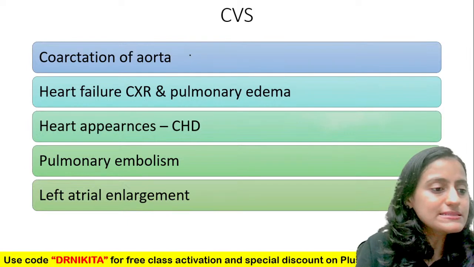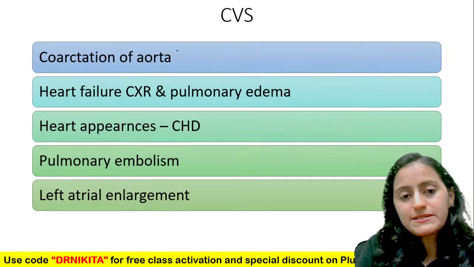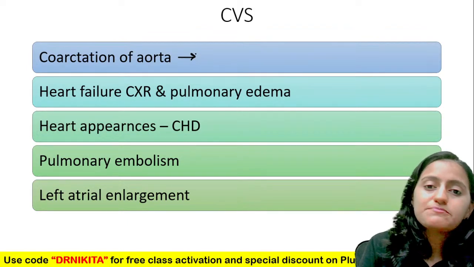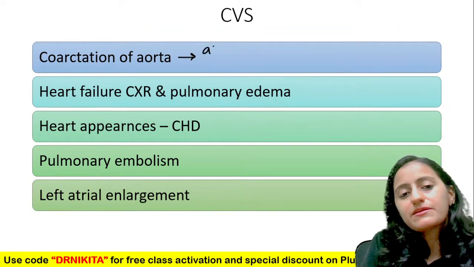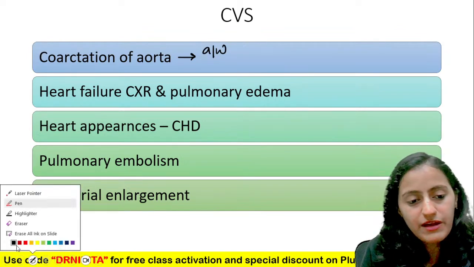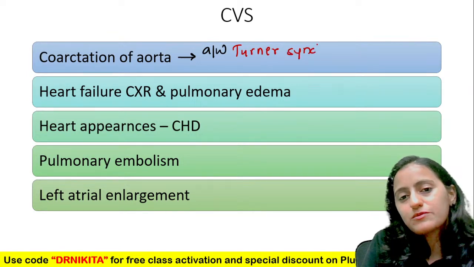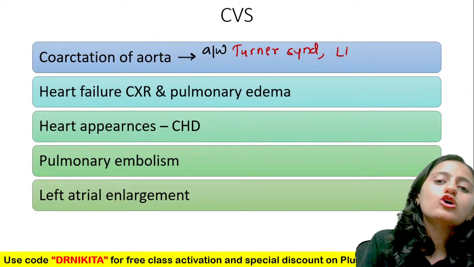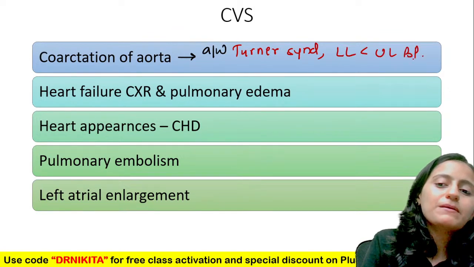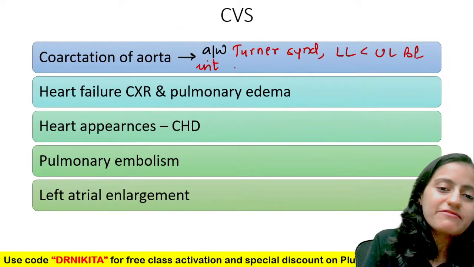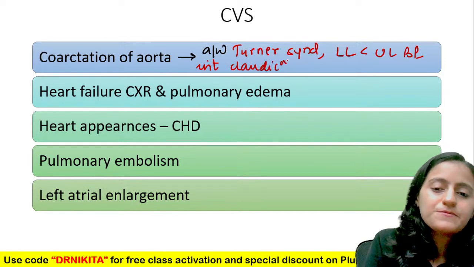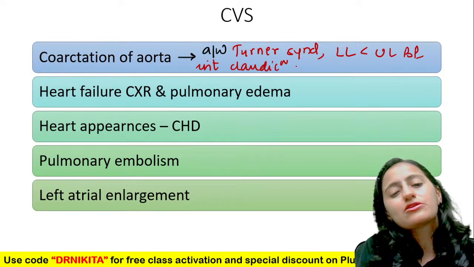In the cardiovascular system, what are the important topics? Coarctation of aorta is important. Remember the association of coarctation of aorta with Turner's syndrome. The lower limb blood pressure is less than the upper limb blood pressure. The patient can have intermittent claudication.